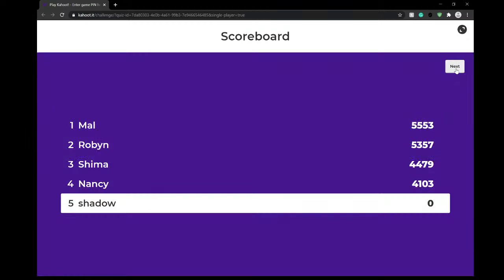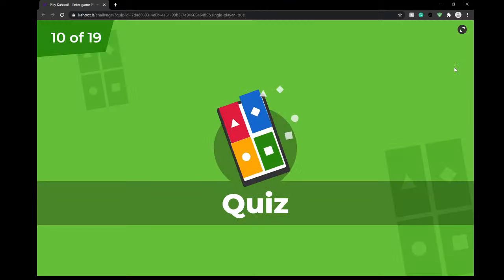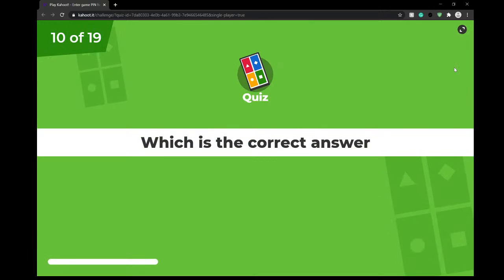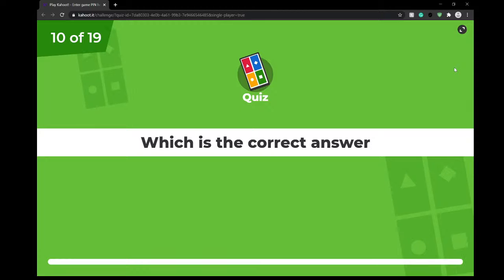Alright, so moving on. And again, having the greatest score on the scoreboard right now, as you can clearly see. Which is the correct answer?